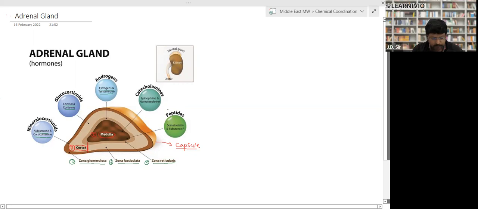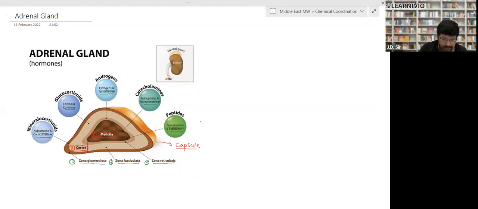Catecholamines have one more name: epinephrine and norepinephrine. These two hormones are collectively called catecholamines. Peptides are responsible for the formation of hormones like somatostatin and the rest. Start noting now. It is a bit complex, and you have to note down all the hormones.